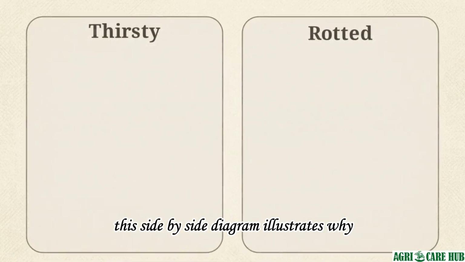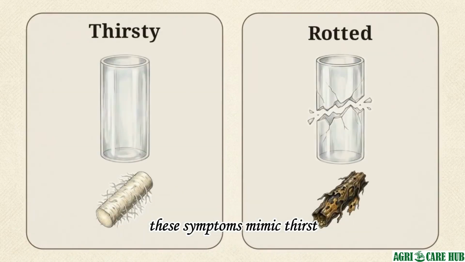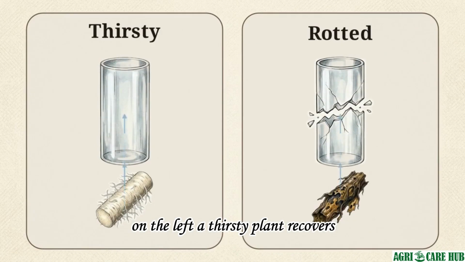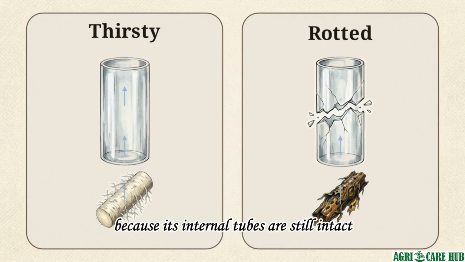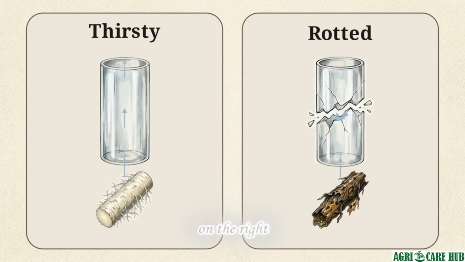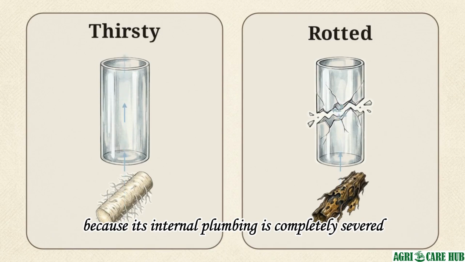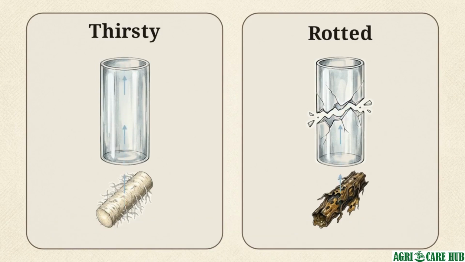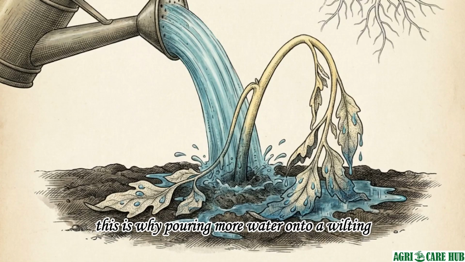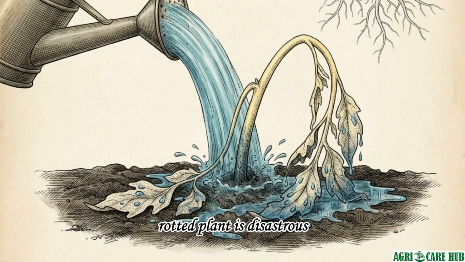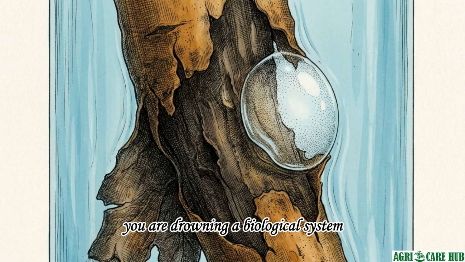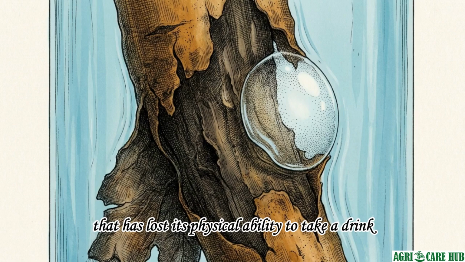This side-by-side diagram illustrates why these symptoms mimic thirst. On the left, a thirsty plant recovers because its internal tubes are still intact. On the right, a rotted plant stays wilted regardless of soil moisture because its internal plumbing is completely severed. This is why pouring more water onto a wilting, rotted plant is disastrous. You are drowning a biological system that has lost its physical ability to take a drink.